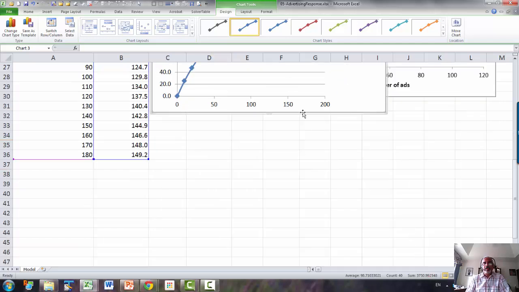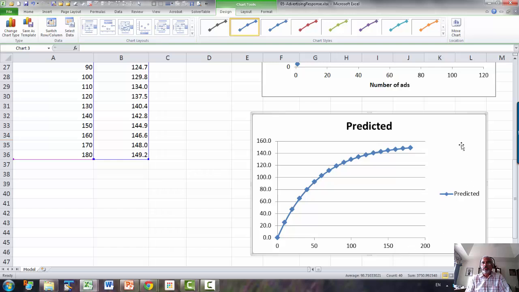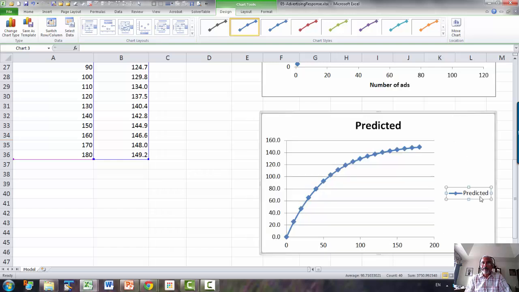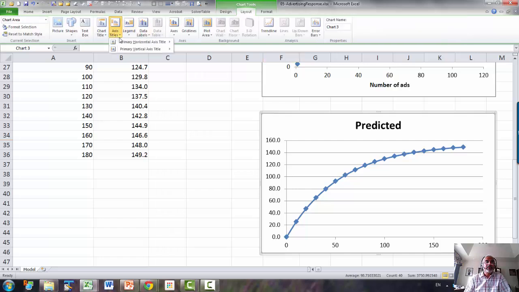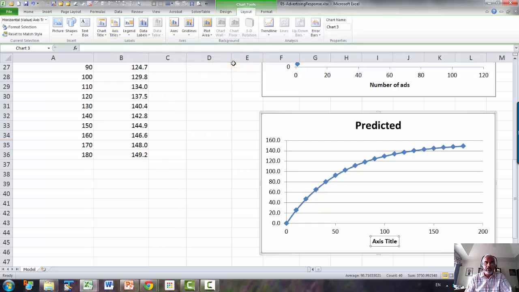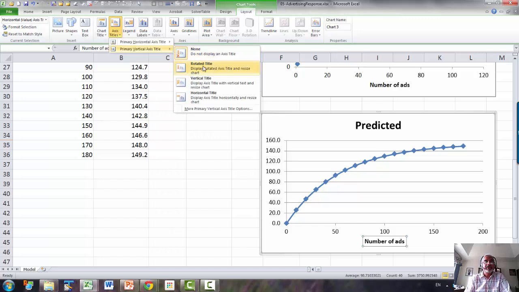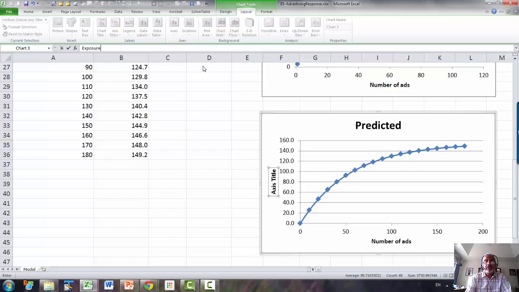Let's put the plot down here. We don't need that. The x-axis is number of ads, the y-axis is exposures, and the chart title is exposures versus number of ads.